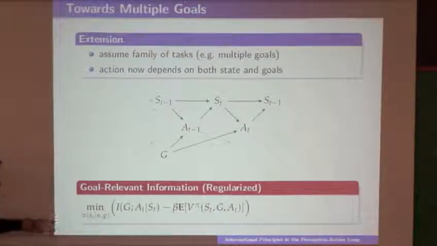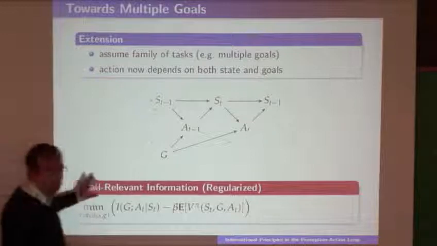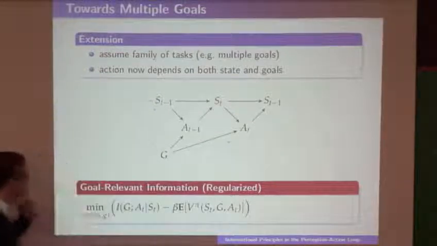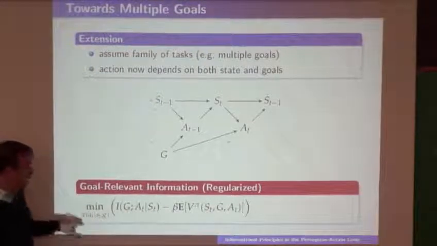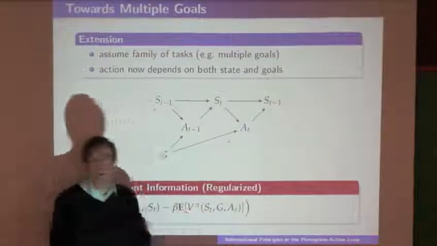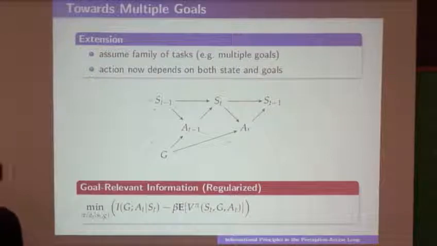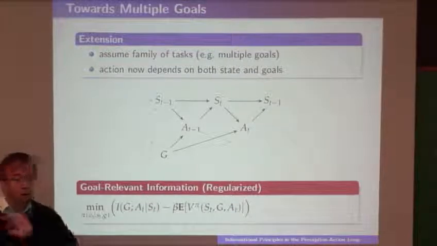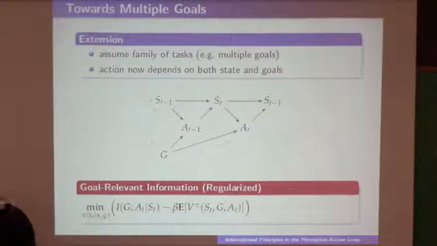Now we are going to basically do the same trick as with the relevant information. We minimize how much goal-relevant information we take in at a certain utility level, and henceforth, I will assume we always optimize. Always optimal performance, just for simplicity.